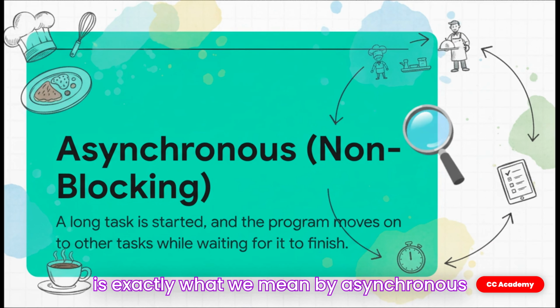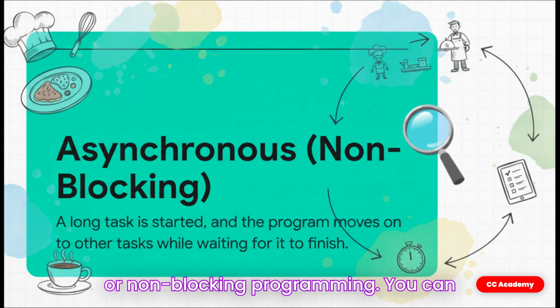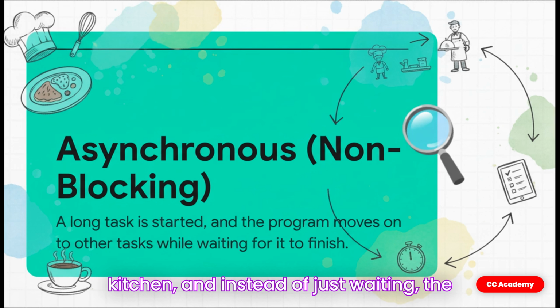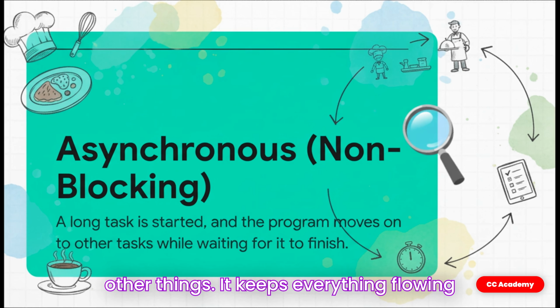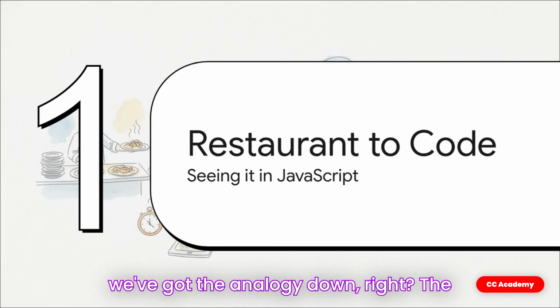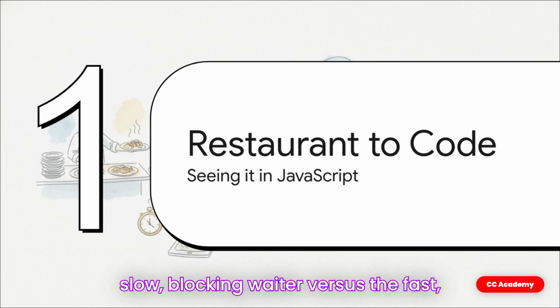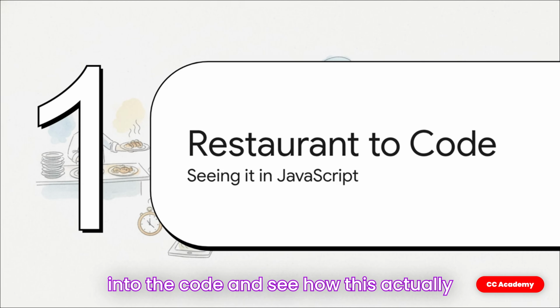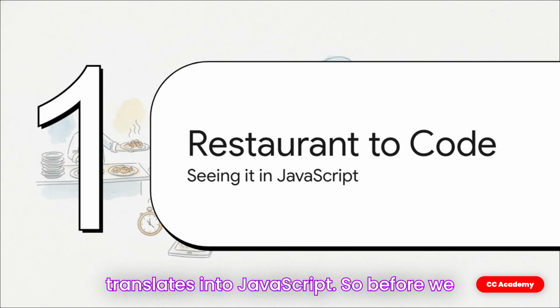And this is exactly what we mean by asynchronous or non-blocking programming. You can kick off a task that's going to take a while, like sending an order to the kitchen, and instead of just waiting, the program can immediately move on and do other things. It keeps everything flowing without getting jammed up. Okay, I think we've got the analogy down, right? The slow, blocking waiter versus the fast, non-blocking one. Now let's jump back into the code and see how this actually translates into JavaScript.